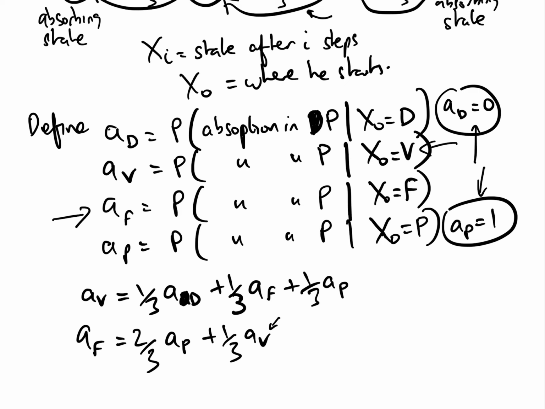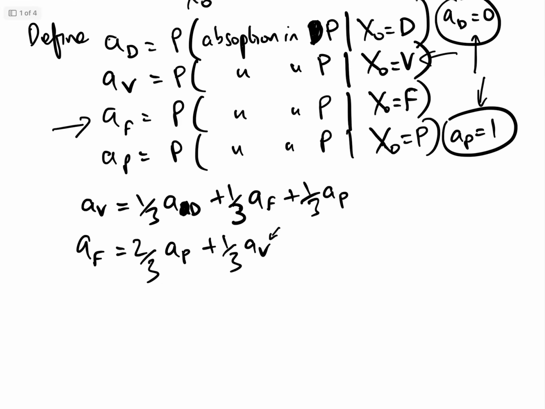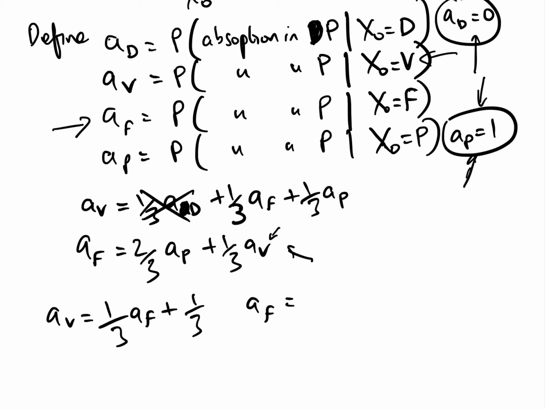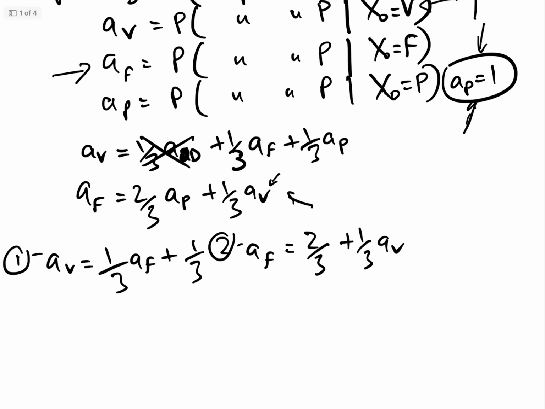Now we know that AD is 0 and we know that AP is 1, so we can put those two in. So we have here that AV equals, well, AD is 0, so that one gets put out, so that's 1/3 AF add, and we know AP is 1, add a third. And we know that AF equals 2/3, add 1/3 AV. Okay, so now we have two simultaneous equations here, 1 and 2. So let's just solve those.